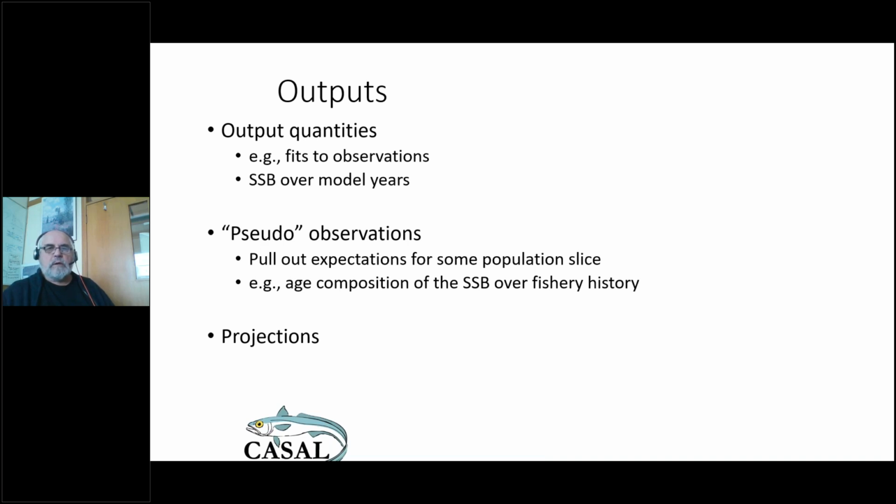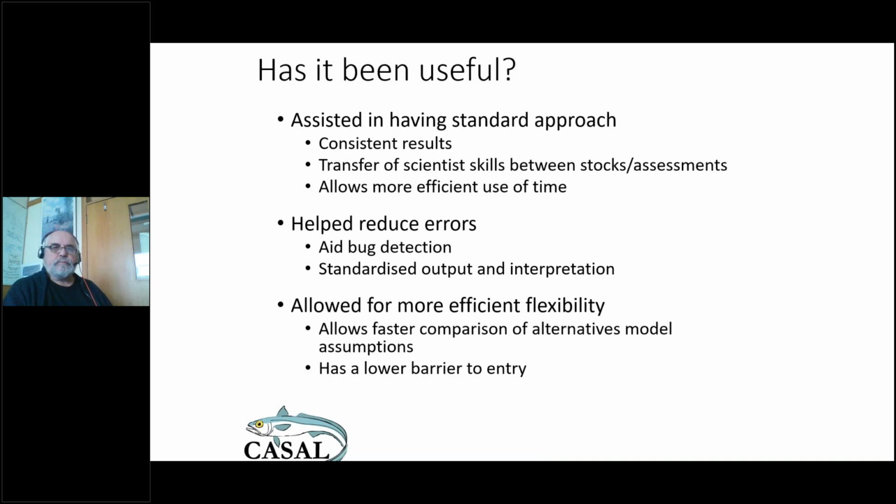You also had to specify what outputs you wanted to get, so you wanted fits to observations or the SSB over model years. There's also an option for a pseudo-observation, so you could pull out expectations from some population slice. For instance, you may want the age composition of the SSB over the fishery history, even though you only had 1 or 2 years with data. And lastly, you had to be able to do projections.